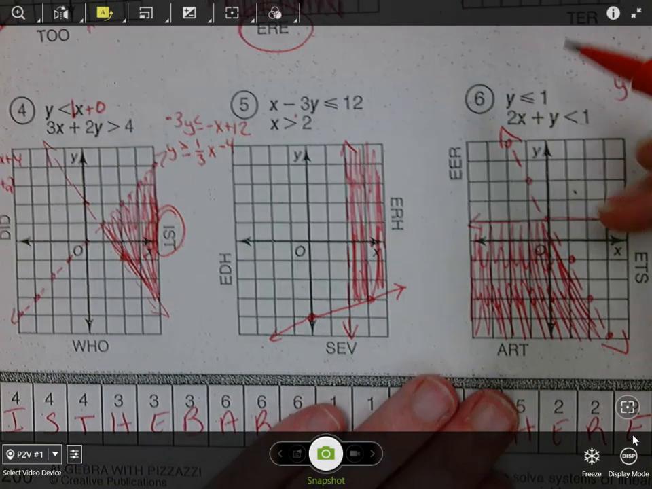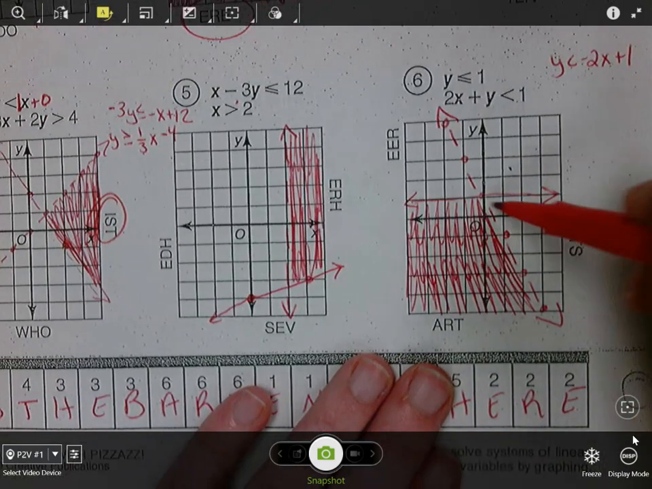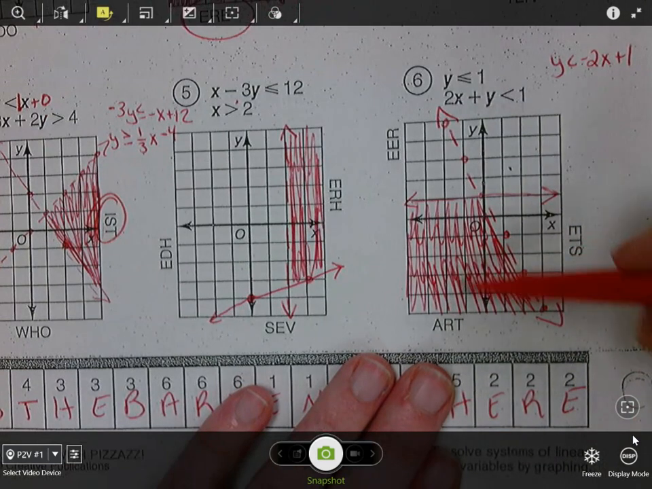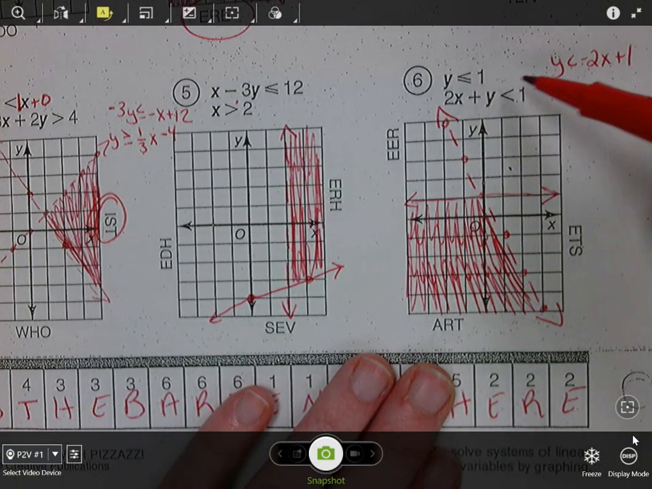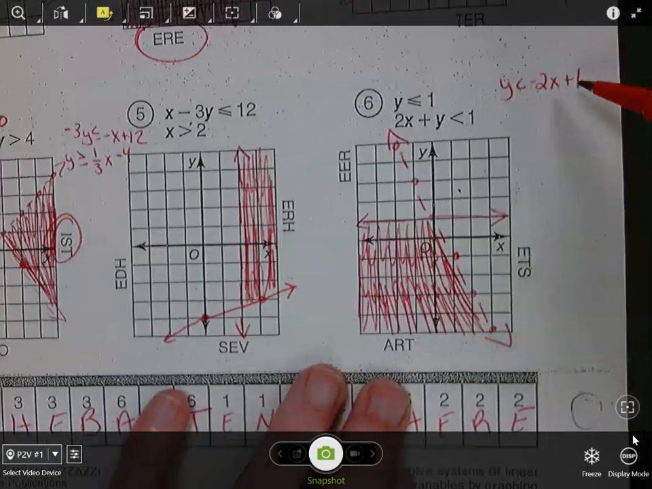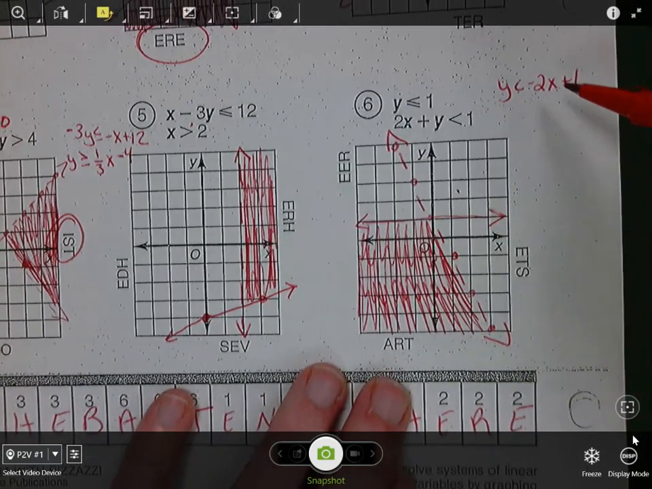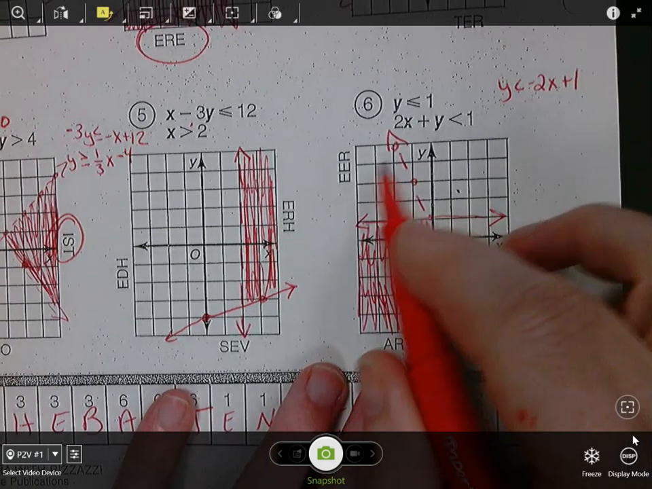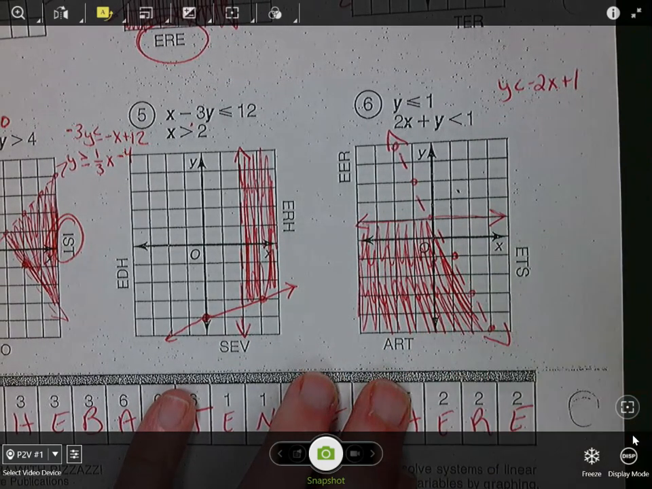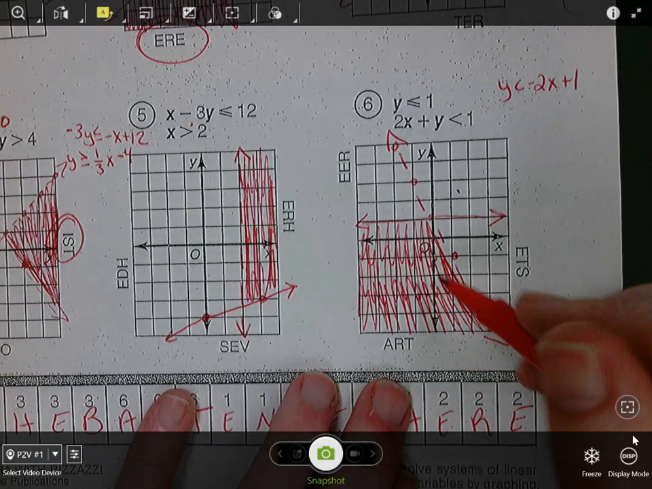And number 6, y is less than or equal to 1. That goes horizontal across, and you shade below it. And 2x plus y is less than 1. You rewrite that into y is less than -2x plus 1. That's dashed, and you would shade below that line. And right here's where they overlap.